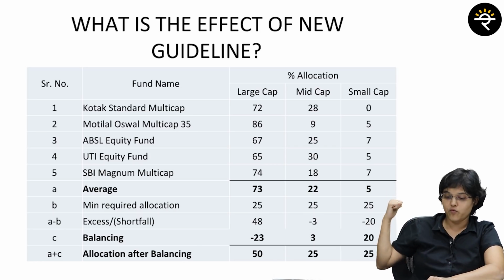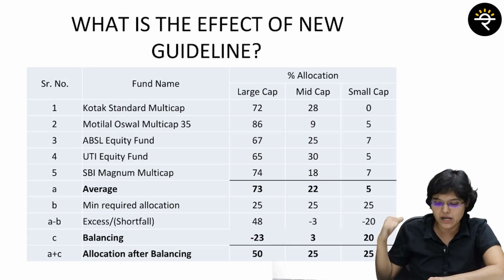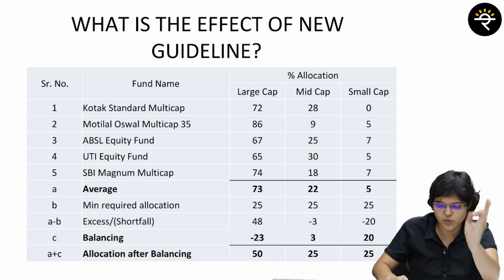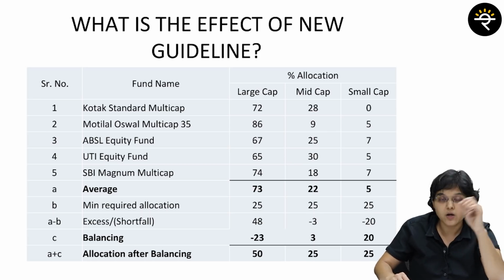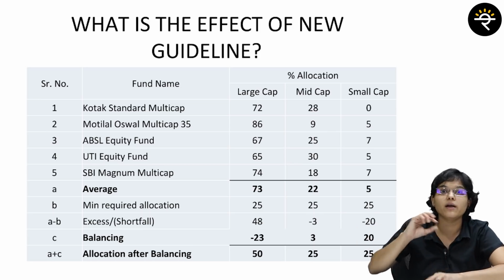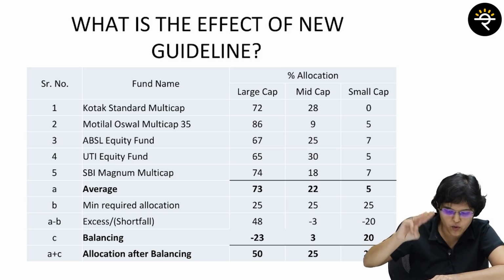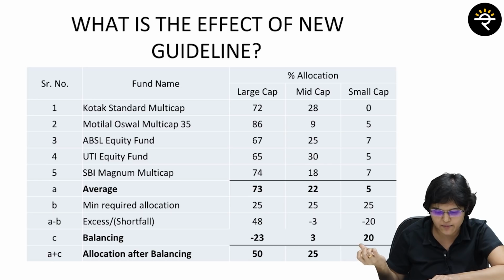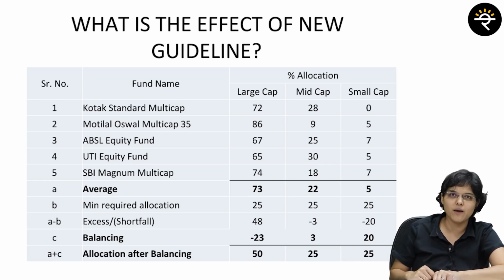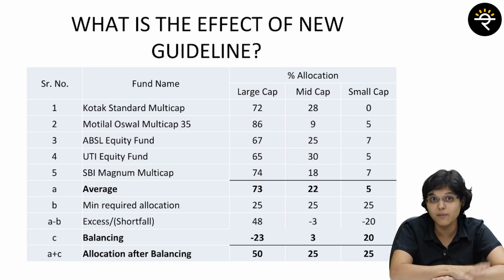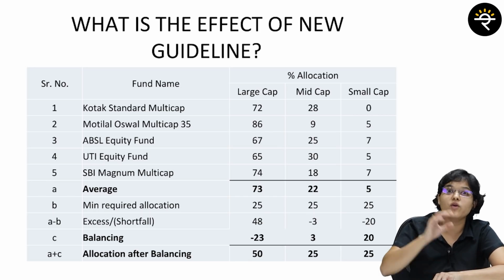Let me talk from the perspective of small caps first. Minimum required is 25. Currently, it's only 5. What will happen is that a balancing of 20 will be required. A 20% inflow will be required in small caps, a 3% inflow will be required in mid caps, and now what will happen? At least a 23% outflow, minimum 23% outflow will have to go from large caps.